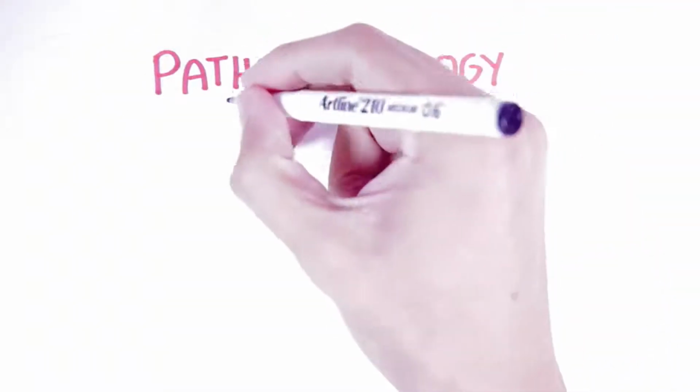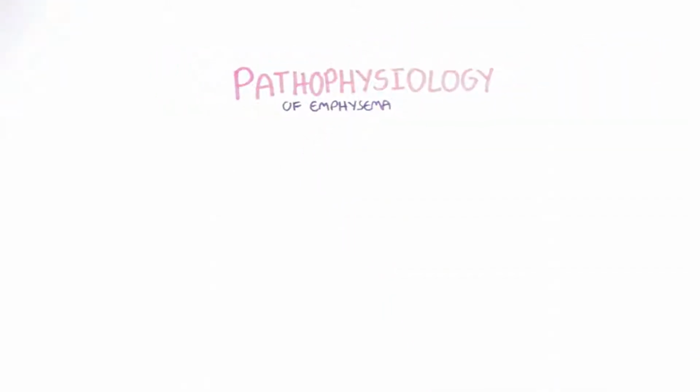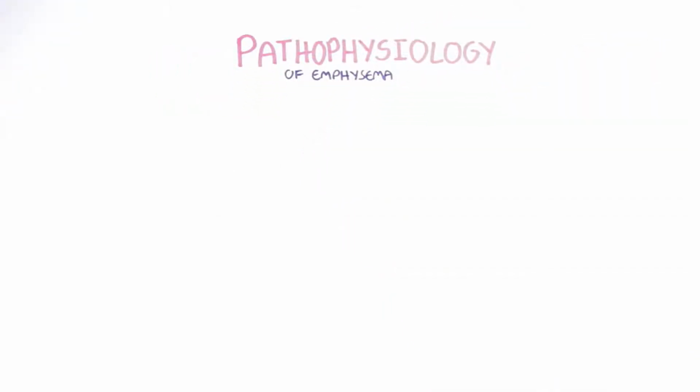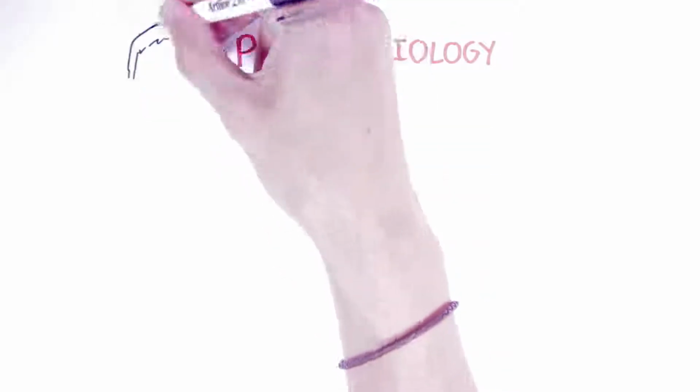In this video, we're going to look at the pathophysiology of emphysema. Now, emphysema is characterized by the destruction of the alveoli through the breakdown of elastic fibers by proteases secreted by immune cells. So let's have a look at the pathophysiology.